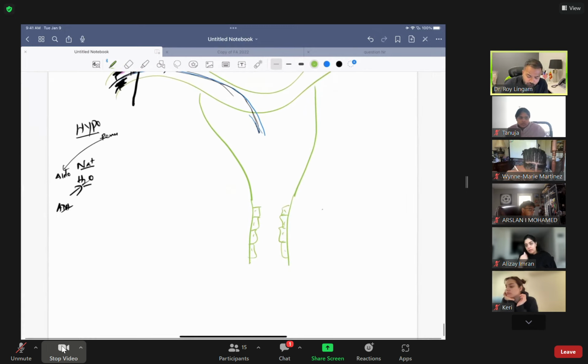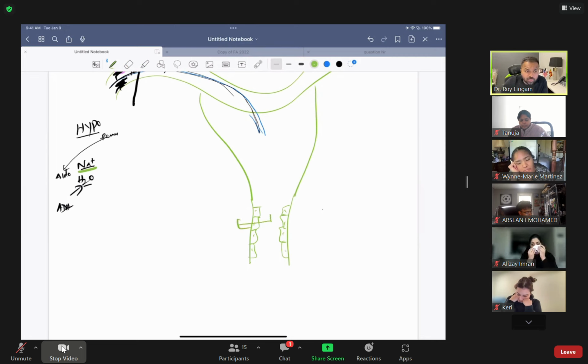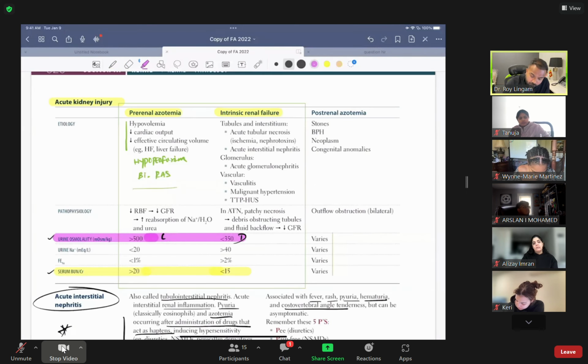The minute you have a pre-renal problem, you should already know we have to reabsorb sodium. Do you guys agree, folks? So all the sodium will be reabsorbed. Agree? If you reabsorb all the sodium, would you excrete a lot of sodium in the urine? No. So the urine sodium should be low. Is everybody clear, folks? Now look at this. Urine sodium is less in pre-renal. Is everybody clear, folks?